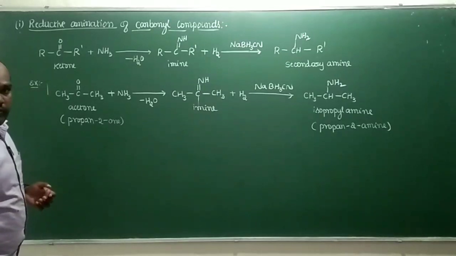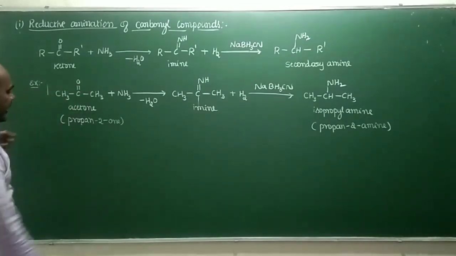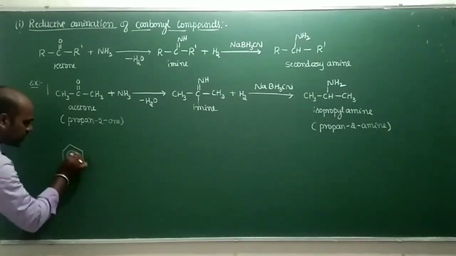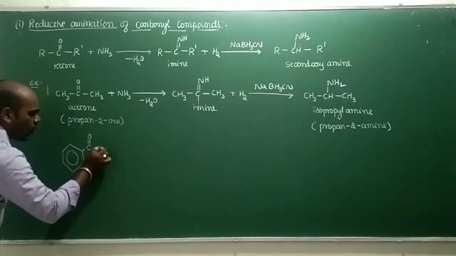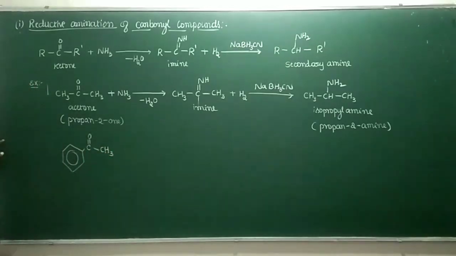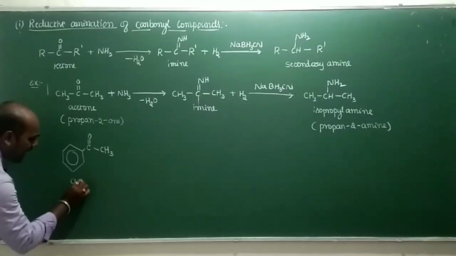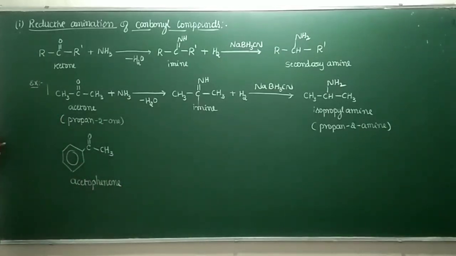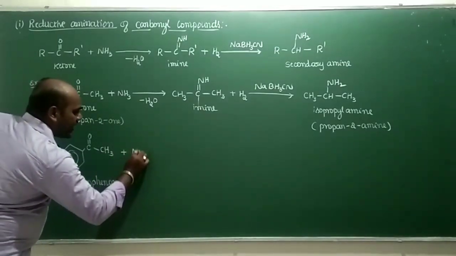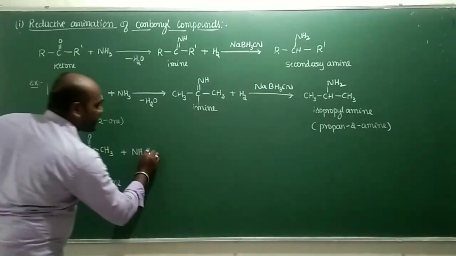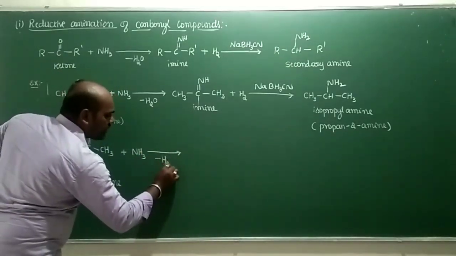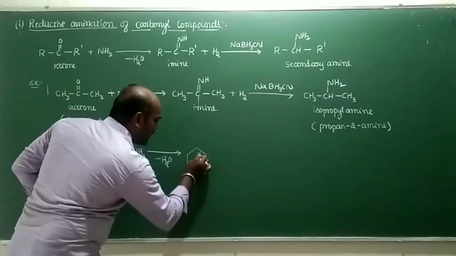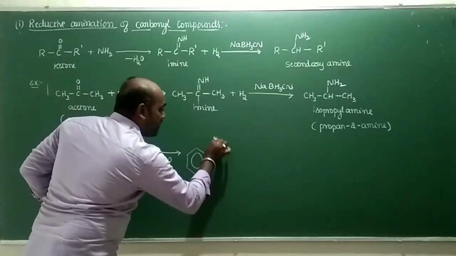Here we went with an aliphatic ketone. We can go with an aromatic ketone also. So we shall consider an aromatic ketone, C6H5 COCH3. So this is the aromatic ketone, nothing but acetophenone. So when acetophenone reacts with ammonia, there occurs elimination of a water molecule, and that results in the formation of the intermediate, which is called an imine.